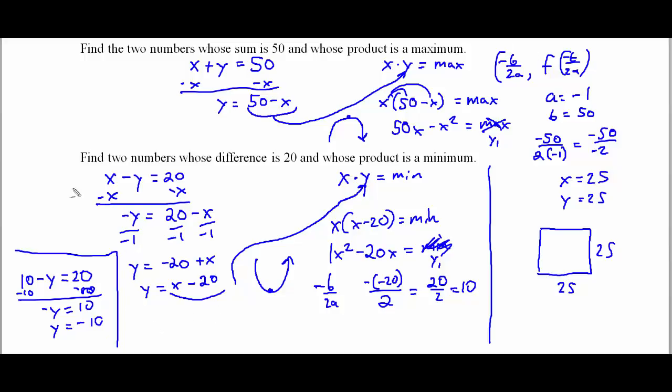So my final answer is going to be that x is equal to 10, and y is going to be equal to negative 10. These are the two numbers whose difference is 20, because 10 minus negative 10 is 20. And the product of these two numbers is the smallest number possible, because if I multiply these together, I get negative 100.